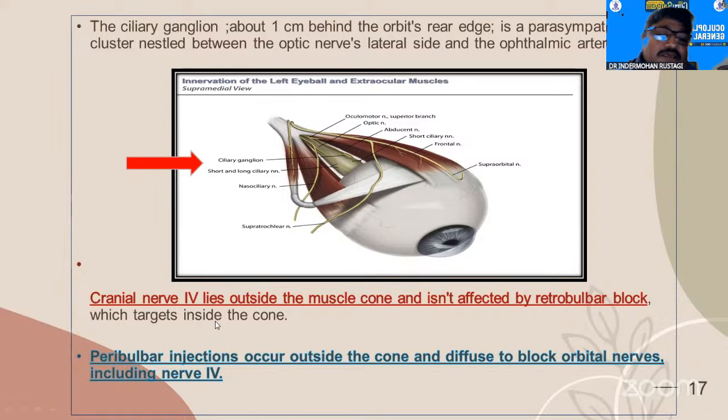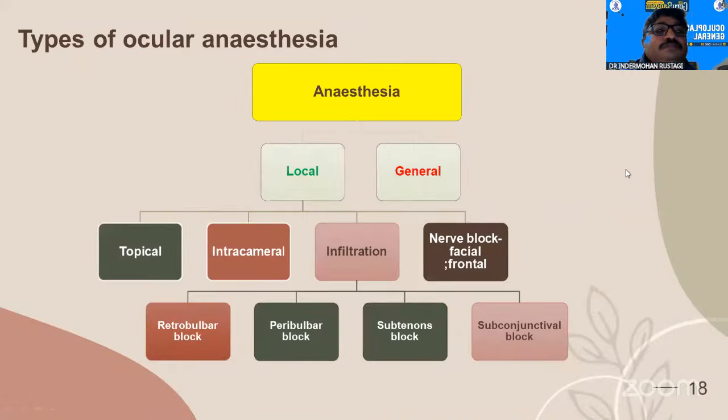Another thing is cranial nerve 4, which lies outside the muscle cone, and it is almost never affected by the retrobulbar block. The peribulbar block happens outside the cone, so it blocks this fourth nerve. So these are the few types of ocular anesthesia.